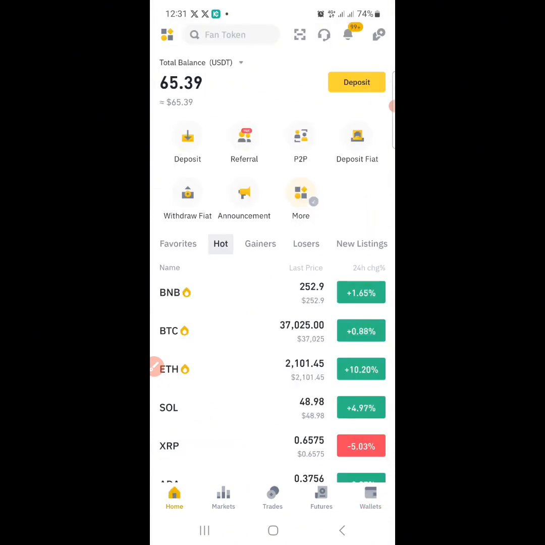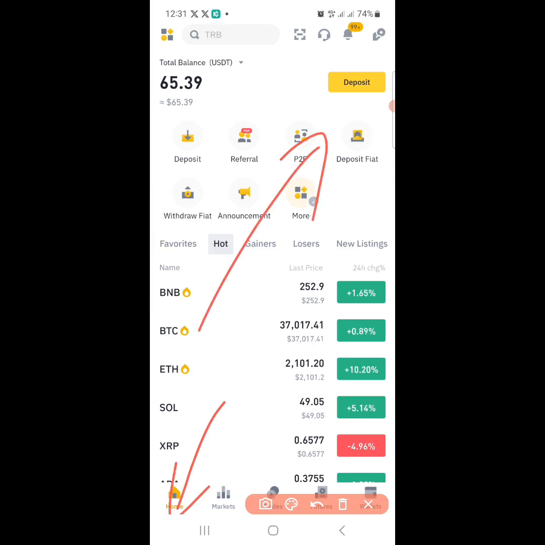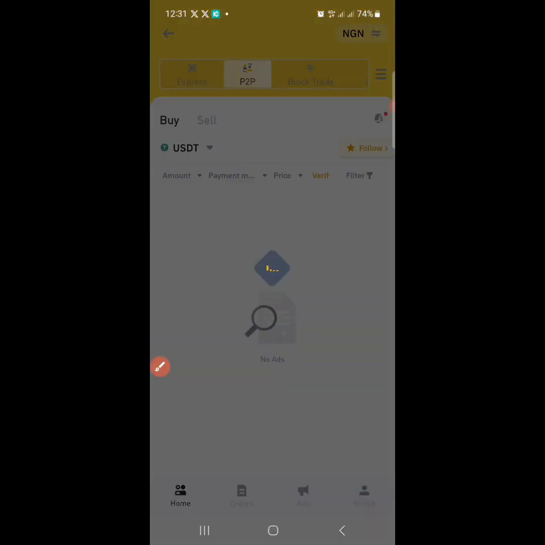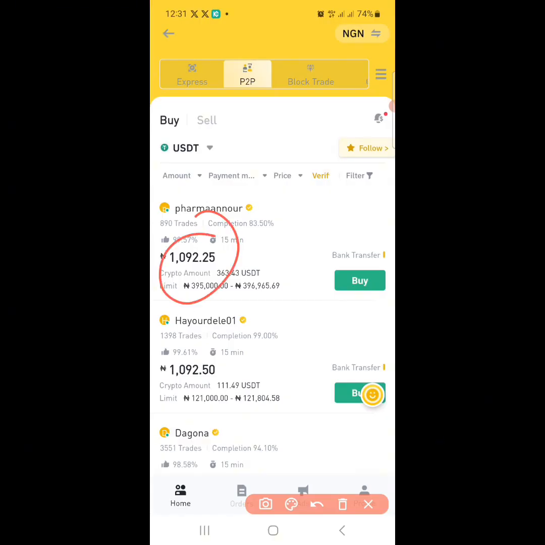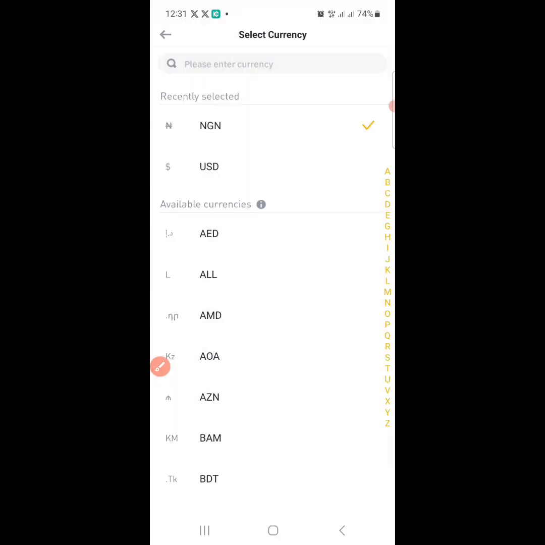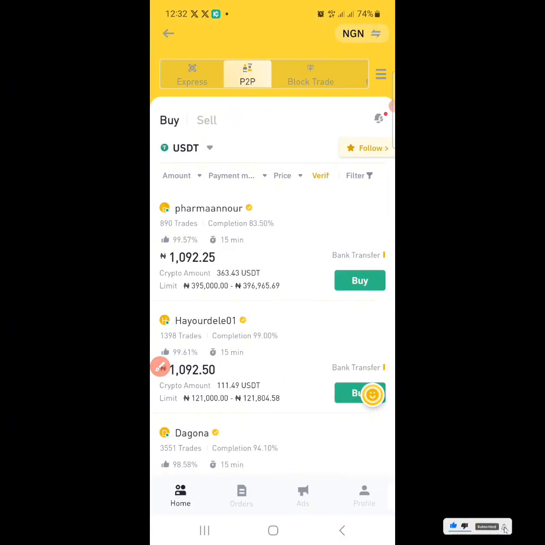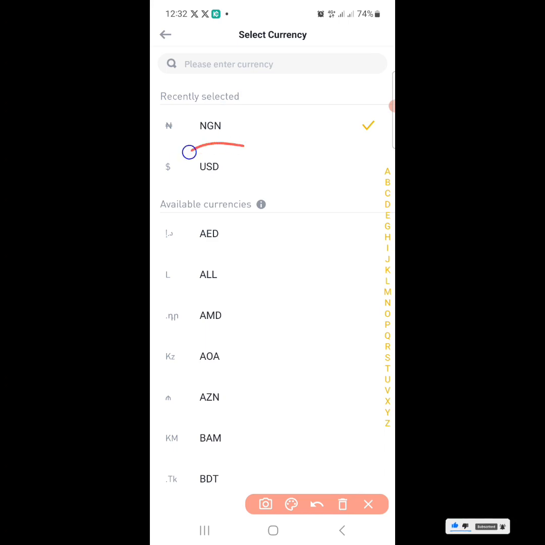Okay, I'll just go back to the home page. After transferring to your funding, just come back to the home page, then go back to the peer-to-peer section. For some of us, the currency here will be showing USD. Just come over here to change it back to NGN. So you see, we'll have USD and NGN. You just select NGN, since the transaction we're performing is in NGN. But if you're performing the transaction in USD, just select USD.